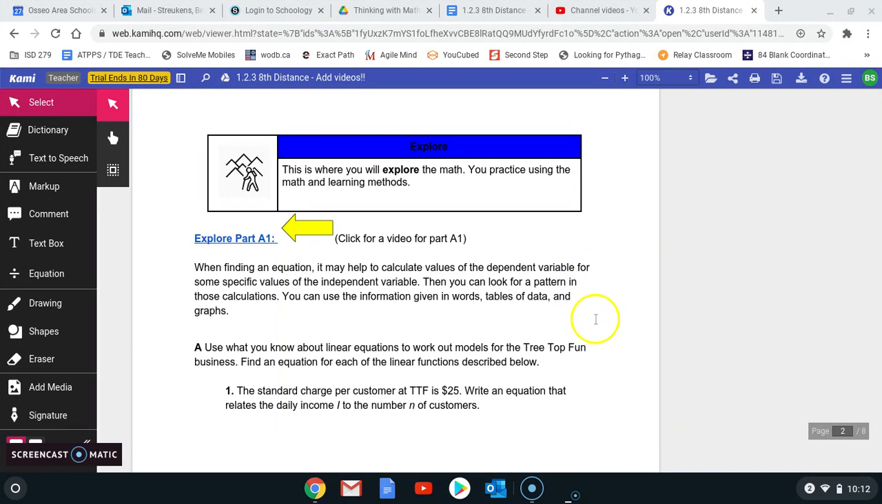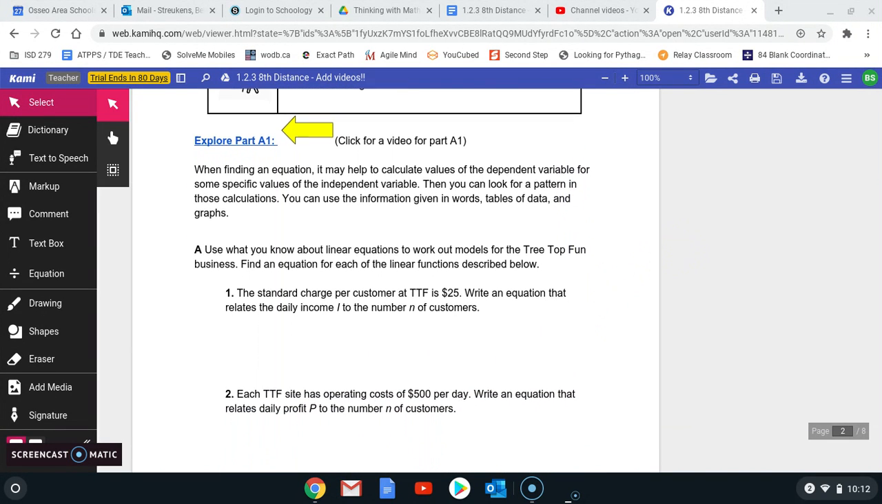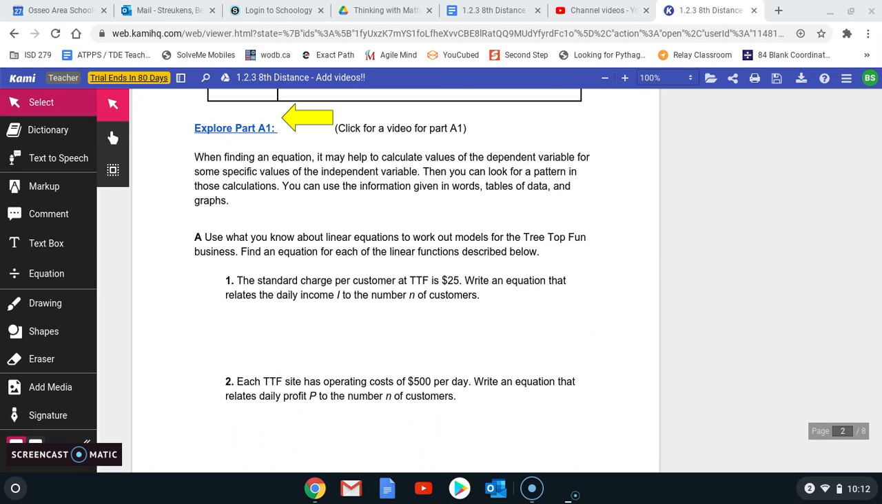A says use what you know about linear equations to work out models for the Treetop Fund business. Find an equation for each of the linear functions described below. Number 1, the standard charge per customer at TTF is $25. Write an equation that relates the daily income I to the number N of customers.